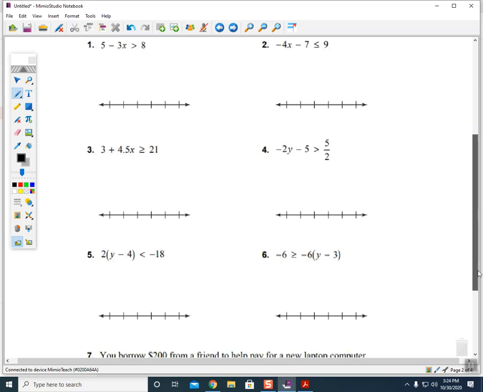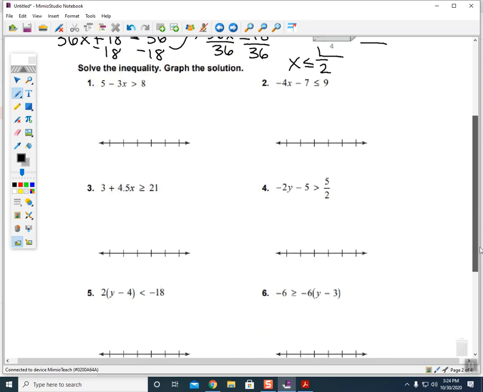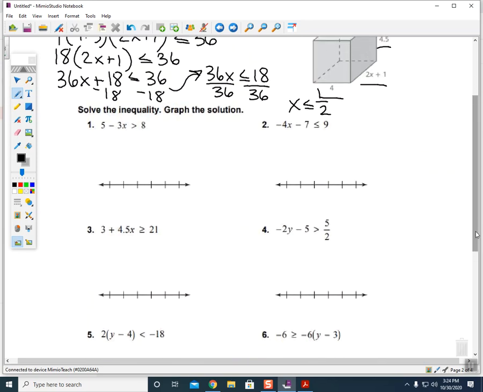Let's do some practice problems. We'll do a couple of these together, and you'll do a couple on your own. So let's look at number 2. I see that I have negative 4x minus 7 is less than or equal to 9. So step number 1 is I want to get rid of my 7, right? I don't have anything to distribute, so I need to undo my addition and subtraction first. So I'll add 7 to both sides.